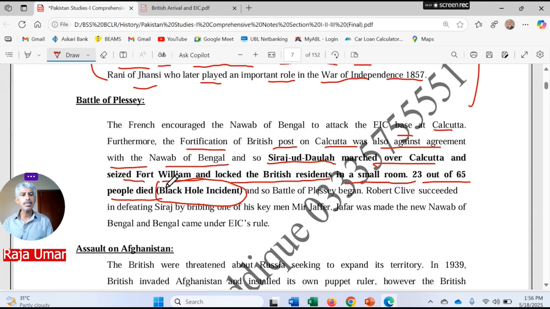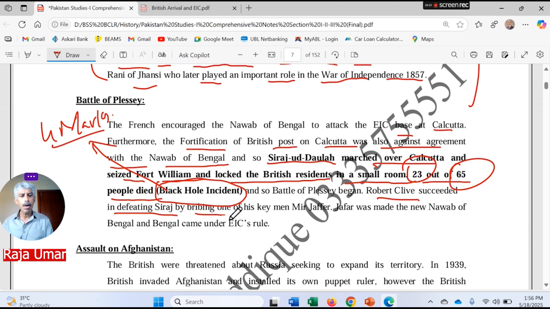This is known as the Black Hole Incident, and this can be a 4 marks question: what was the Black Hole Incident? There were small holes in that room through which the people were inhaling the oxygen coming in, but it was a small room and the majority of the people, there were 65 inside. Out of them, 23 died just because of suffocation. And so the Battle of Plassey began. Robert Clive succeeded in defeating Sirajuddaulah by bribing one of his key men, Mir Jafar.